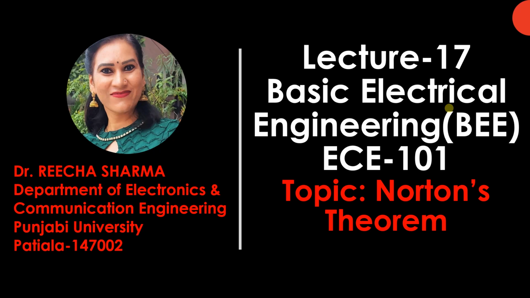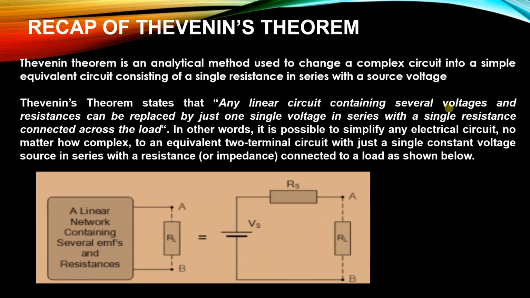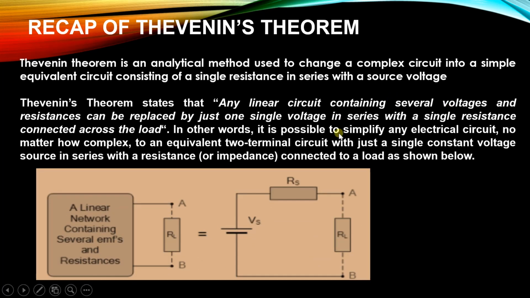Today, in this video, we will discuss Norton's theorem. First of all, we do the recap of Thevenin's theorem. In Thevenin's theorem, we have a linear network and a load resistance connected across the terminals A and B. To Thevenize the network, we convert this linear network into a Thevenin voltage and a Thevenin resistance. This Thevenin voltage and Thevenin resistance are connected in series with each other, and the load resistance is connected across the terminals A and B. So this is our Thevenin's theorem.